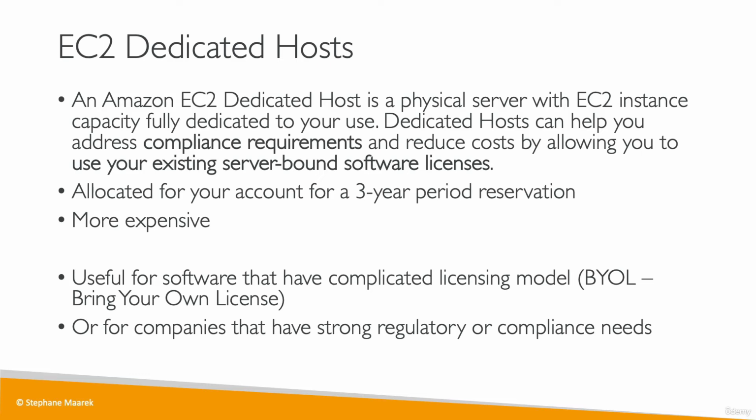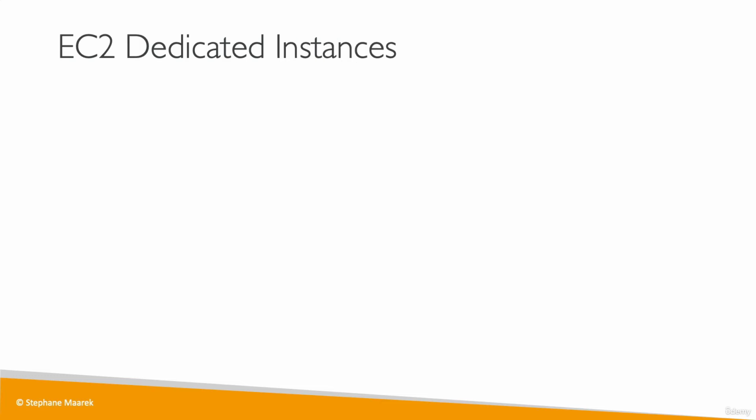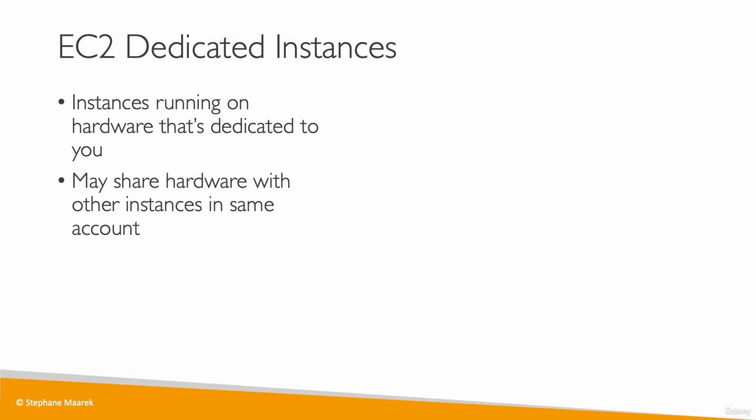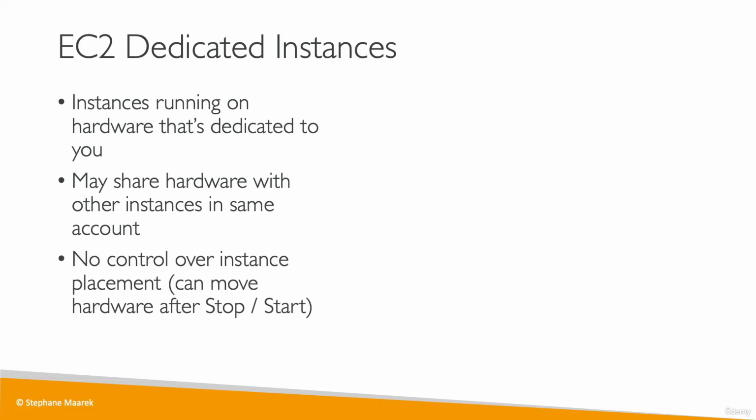There is some security to make sure that you cannot see the server of your neighbor, but sometimes because of regulations or compliance needs, you need to make sure that you have the physical server just to yourself. Now there's one last type of dedicated instance, which is called dedicated instances. And these are for EC2 instances running on hardware that's dedicated to you. And you may share the hardware with other instances in the same account, okay? And you don't have control over how the instance is placed.